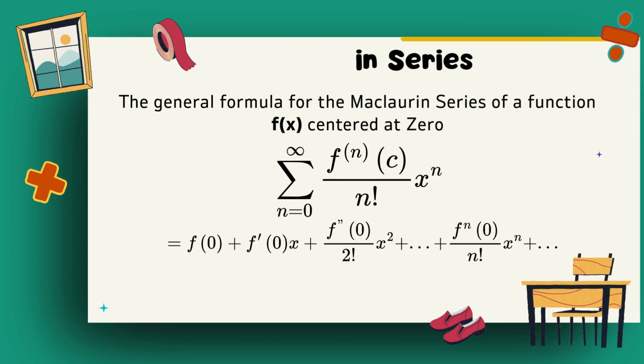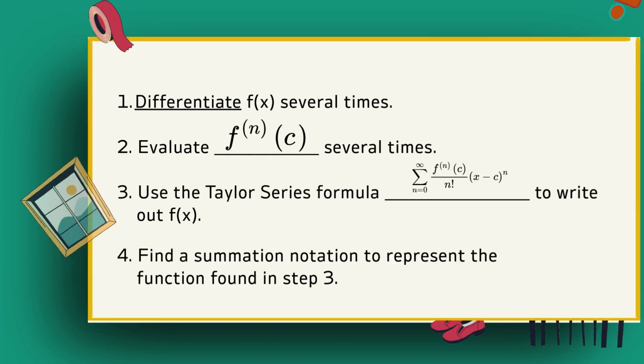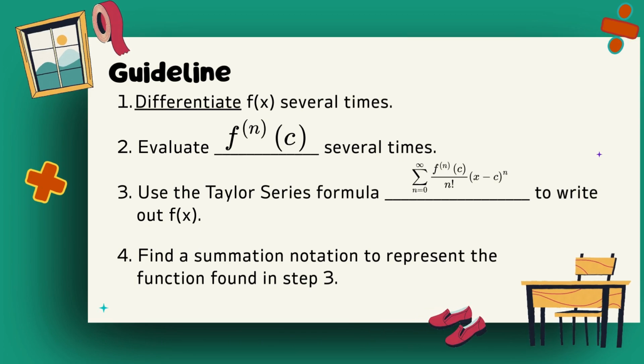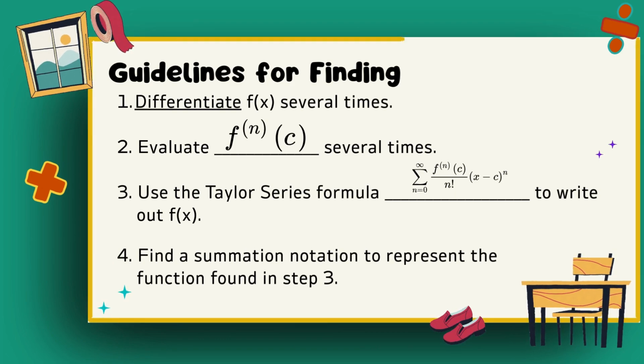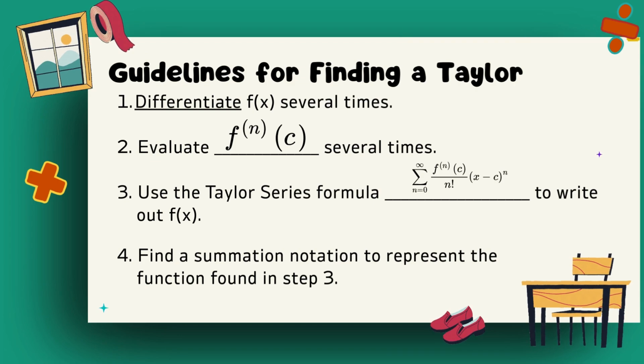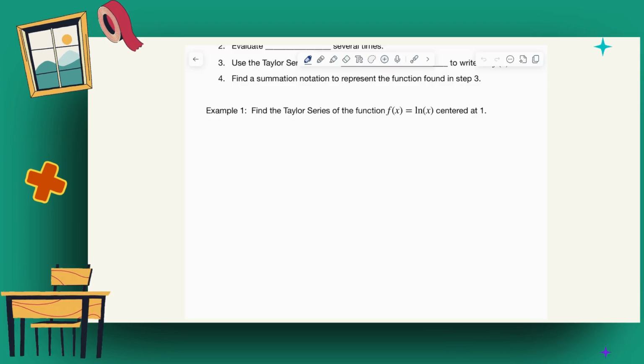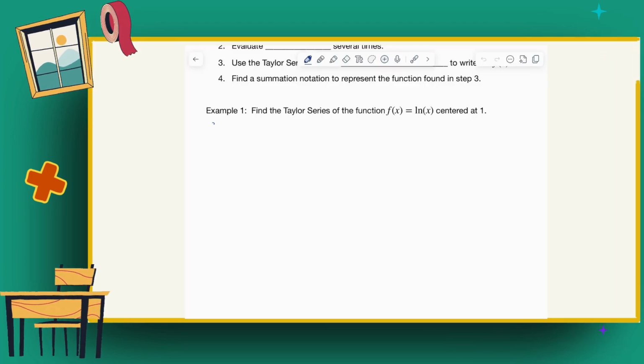Here are the guidelines for finding a Taylor series. The first step is to differentiate f of x several times. Then you're going to evaluate those derivatives at your center point. And then you're going to use the Taylor series formula that we learned on the previous slide to write out f of x. And then you're going to find a summation notation for the pattern that you recognize in the written out Taylor polynomial.